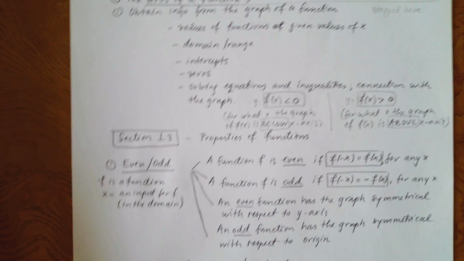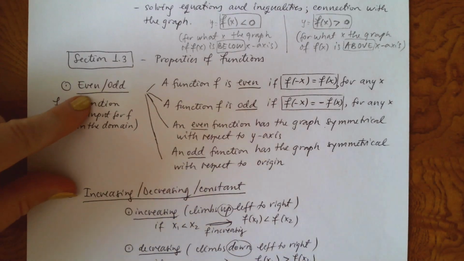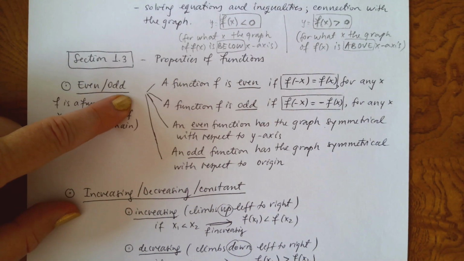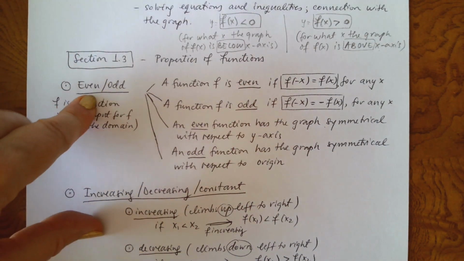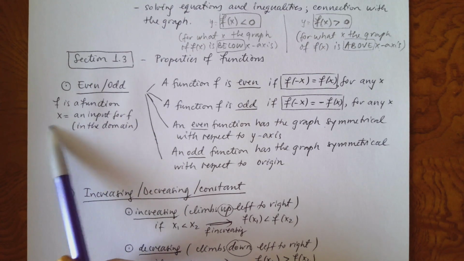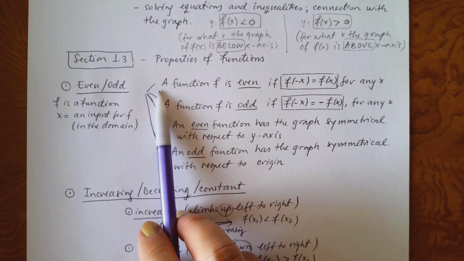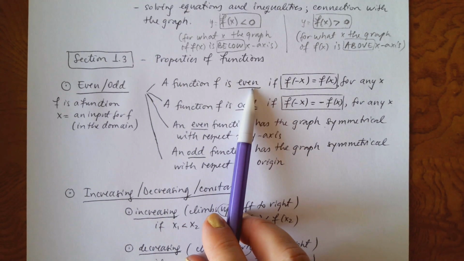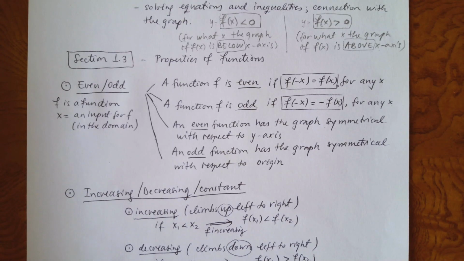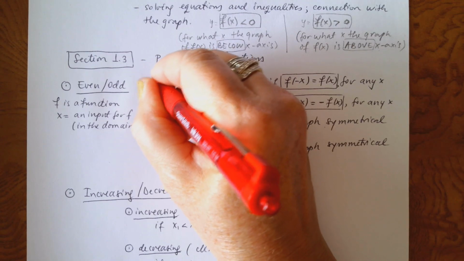Okay. So let's see, today properties of functions. First of all, we are going to start with properties of a function being even or odd. So those are called the even-odd properties. So imagine that f is a function and x is an input for the function in the domain. So here are the definitions. A function is even. This is the definition. You need to memorize the definition.